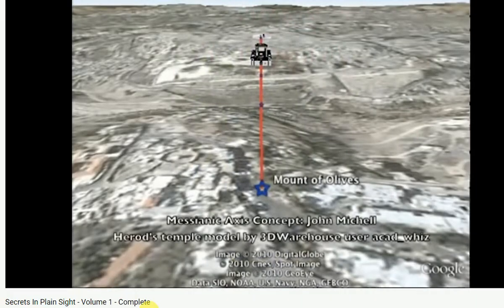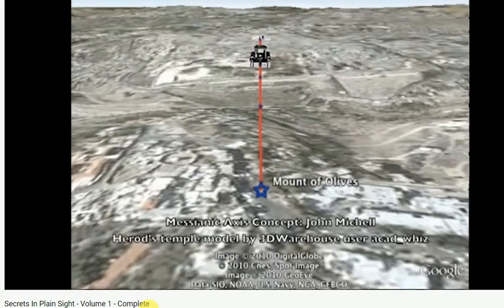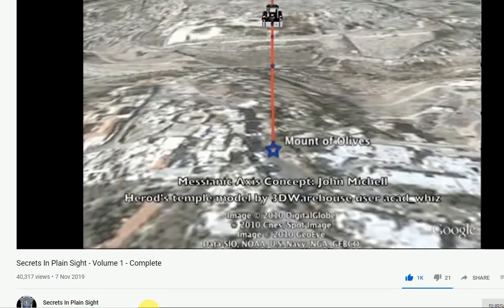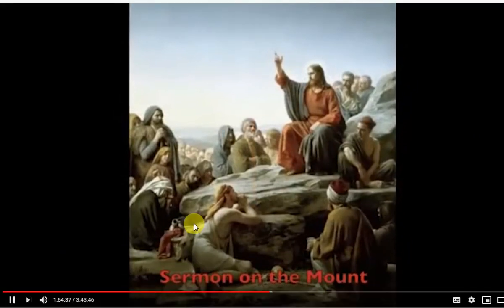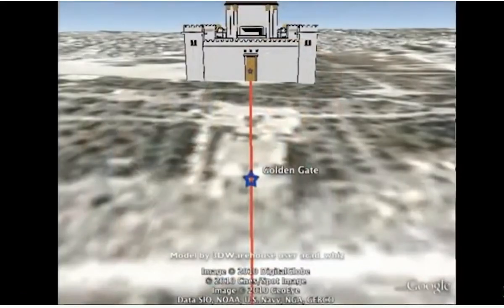Many of the most significant events in Jesus' life are lined up along an axis. First of all, Jesus spent time teaching his disciples on the Mount of Olives. In Jewish tradition, this same gate is the one through which the Messiah will enter.